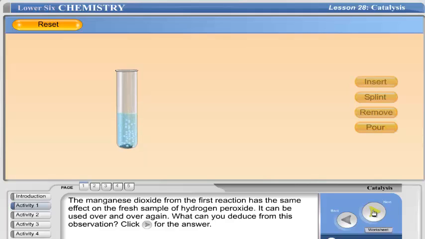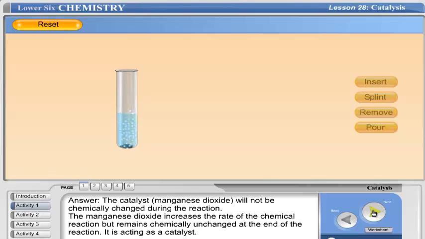What can you deduce from this observation? Click Next for the answer. Answer: the catalyst, manganese dioxide, will not be chemically changed during the reaction. The manganese dioxide increases the rate of the chemical reaction but remains chemically unchanged at the end of the reaction. It is acting as a catalyst.